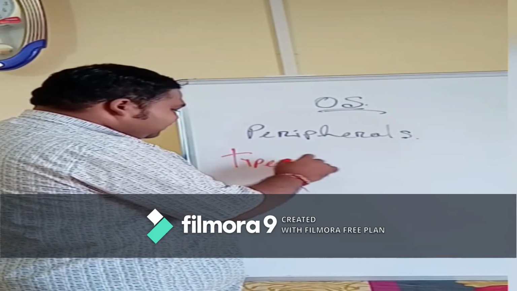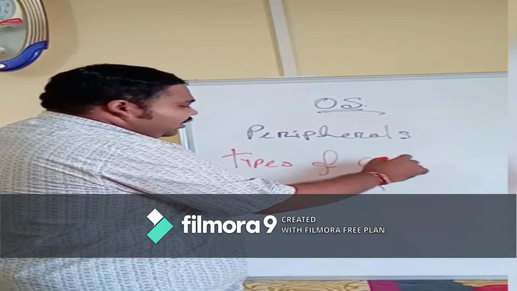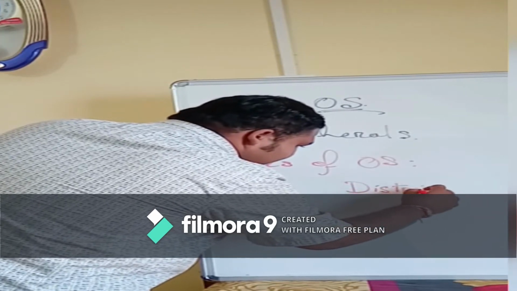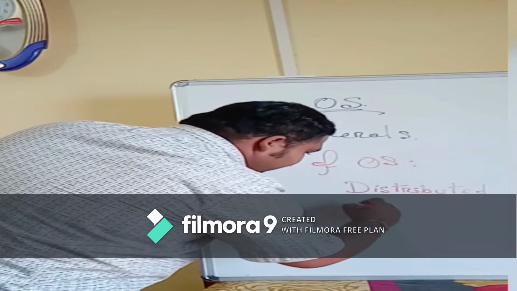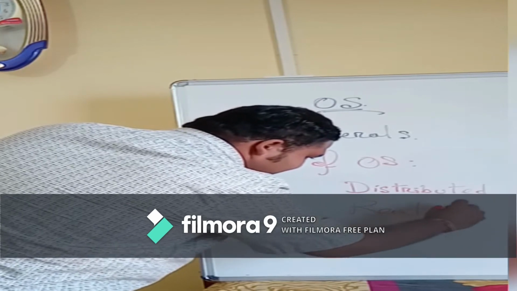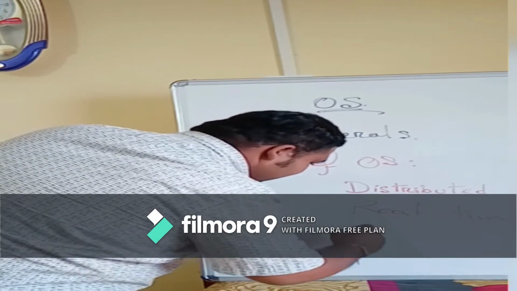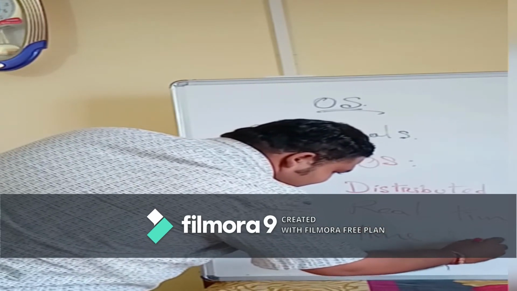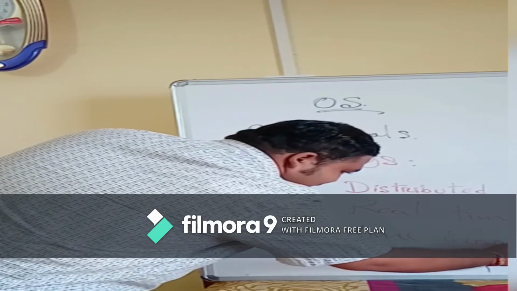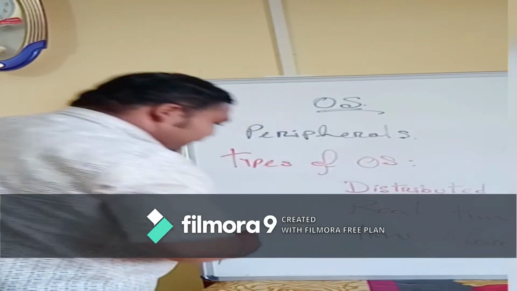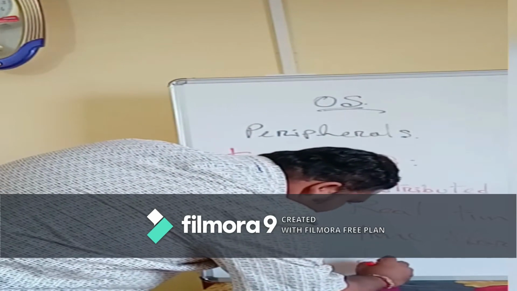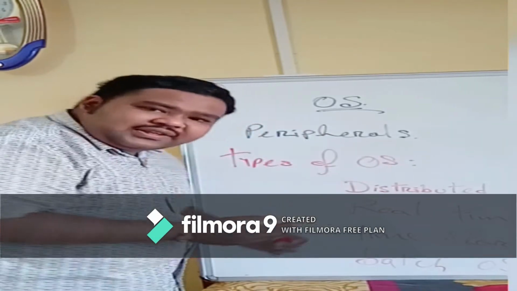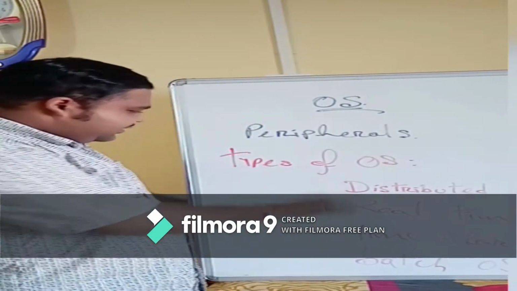What are the types of operating system? Distributed, real time operating system, then time sharing. Time sharing, emphasis in the syllabus is given on this time sharing one. Alright. Batch operating system, all this. Many more are there, but for your higher secondary this is sufficient.